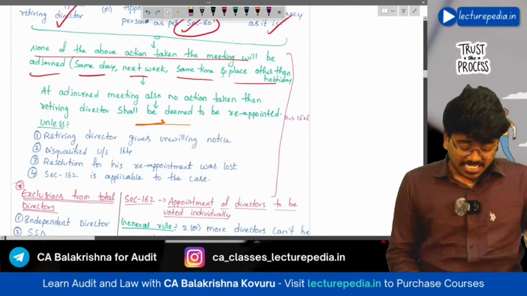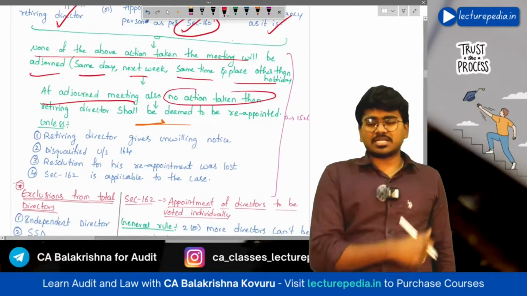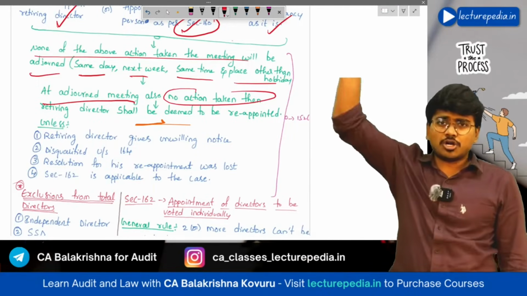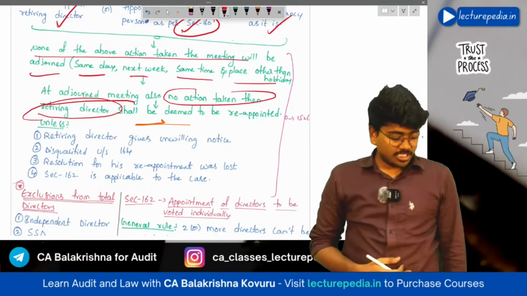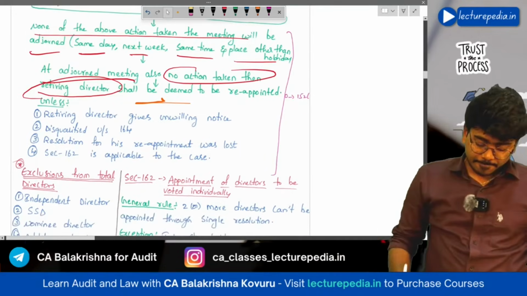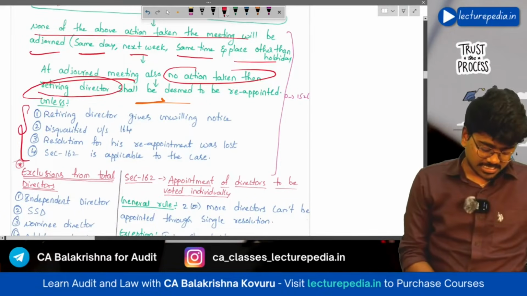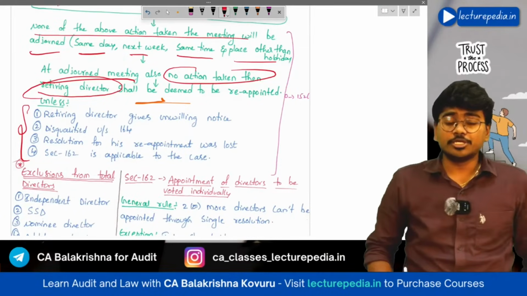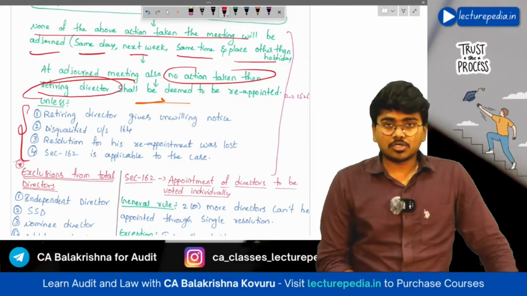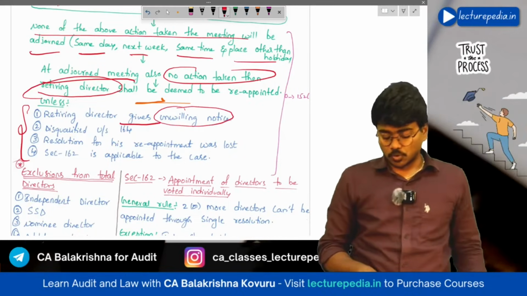And if at the adjourned meeting also no action has been taken, none of those three actions, in such a situation the retiring director will be deemed to be reappointed, unless in the following circumstances. What are those circumstances? If the retiring director gives an unwillingness notice.